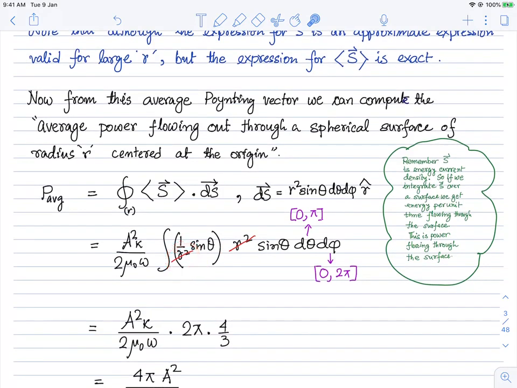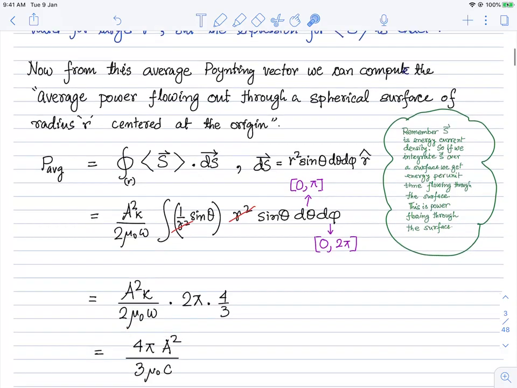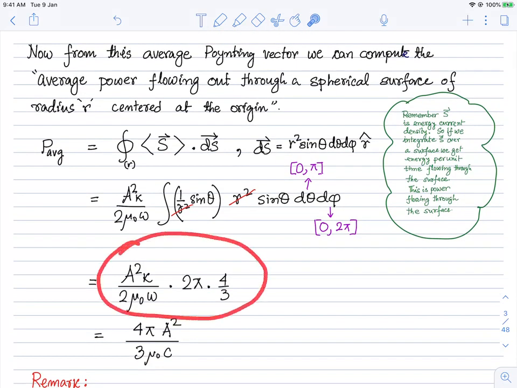This cancellation is extremely important, and because of this cancellation, this term in the average power becomes independent of r. So this result has no dependence on r.